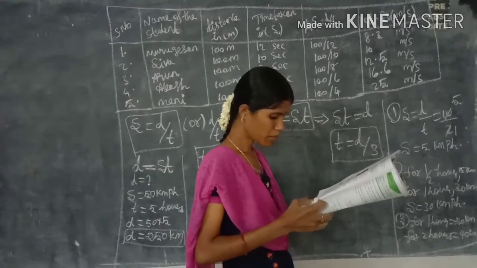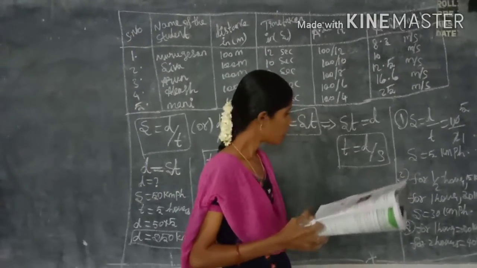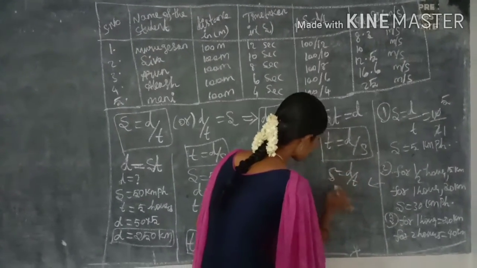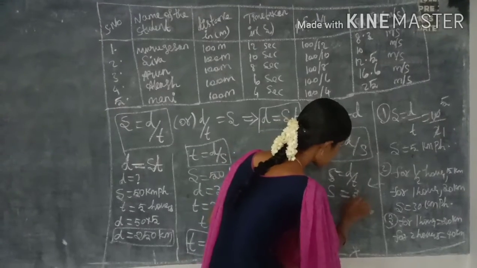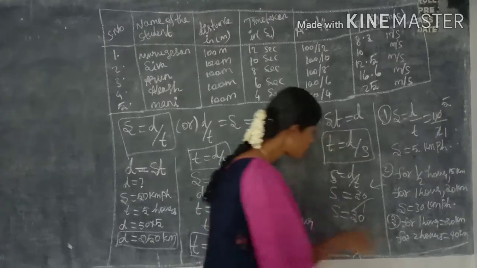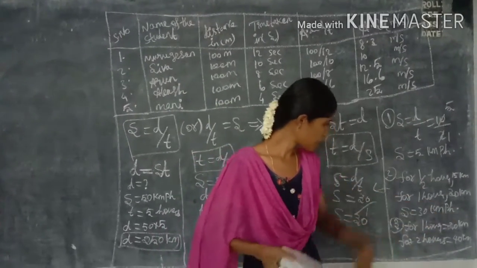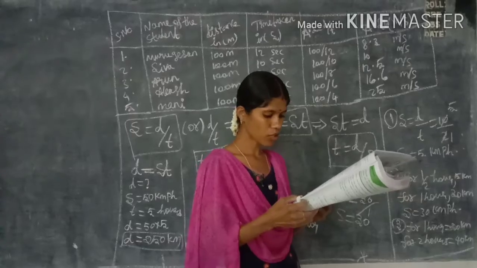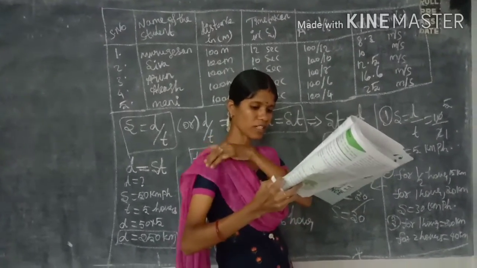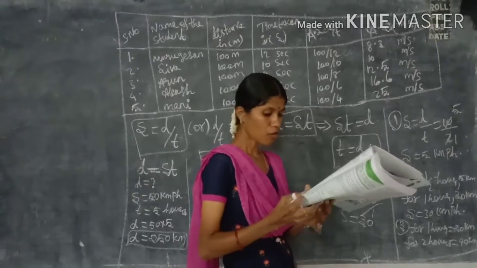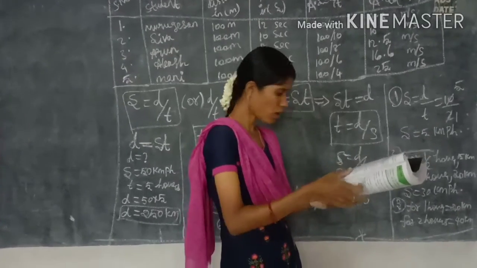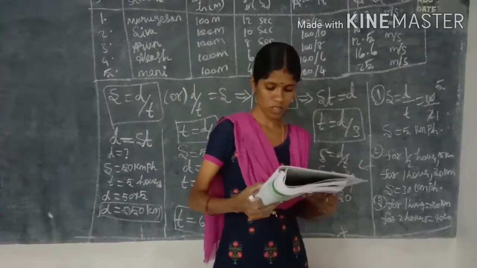Speed is equal to d by t, so the distance is 30 and the time is 1 hour. So s is equal to 30, and the speed is 30 kilometer per hour. Then the third one is: if you run fast at 20 kilometer per hour for 2 hours, you will cover what distance? For 1 hour you run 20 kilometers, so for 2 hours, 20 plus 20 is 40 kilometer. Okay students, thank you.